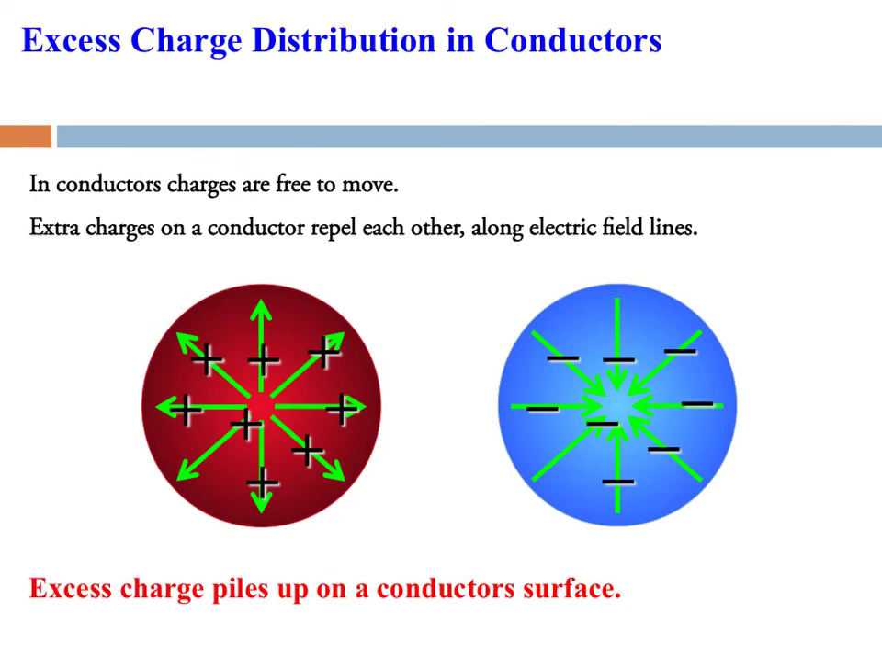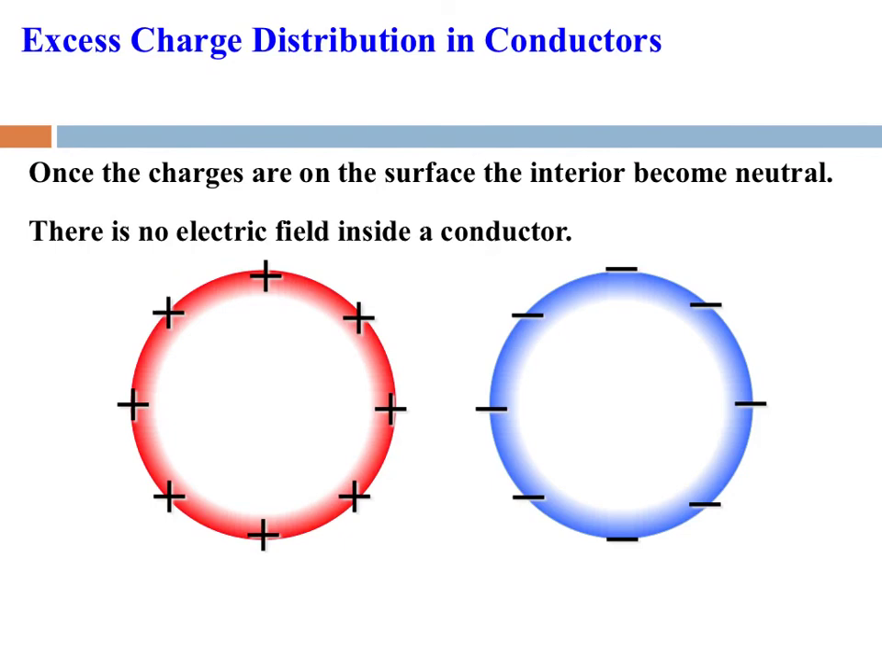So we know from our first video in electrostatics that conductors allow electrons or charges to freely move around. Now the excess charges on a conductor repel each other along electric field lines. So what that means is that the excess charge piles up on a conductor's surface, meaning that once the charges are on the surface, the interior becomes neutral. There is no electric field inside a conductor. Again, this happens when excess charge is placed on a conductor.